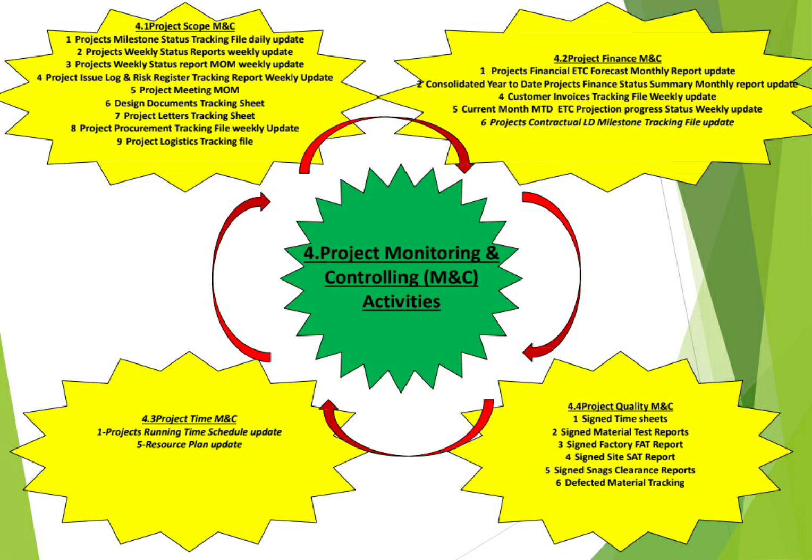Also, the project logistics tracking file. So what has happened to this project material? The customs clearance is done, the material is shifted to the warehouse. Where is its place in the warehouse, in which rack, is it delivered to the customer or not, when it was delivered, who collected it, and so on. There should be a tracking file for all of this. This will help the complete control of the project scope.